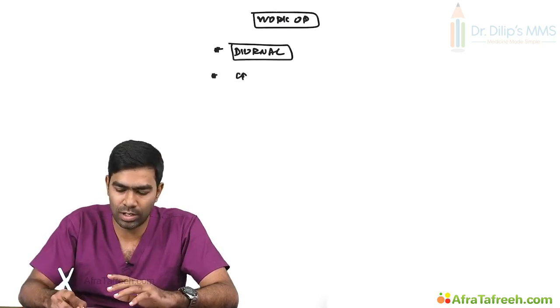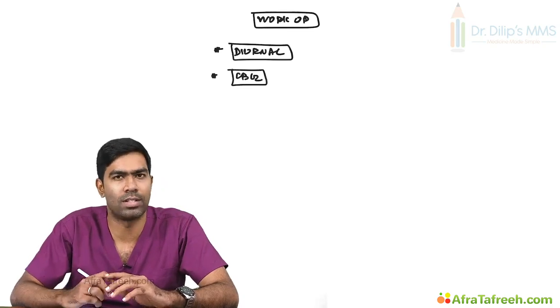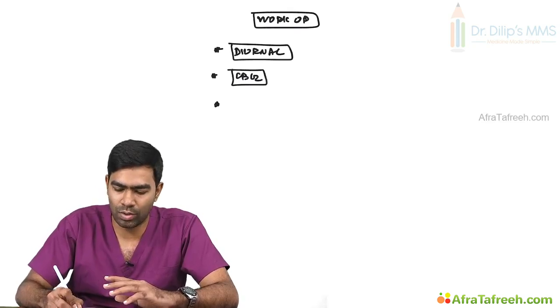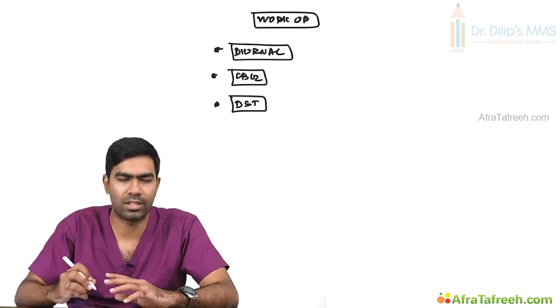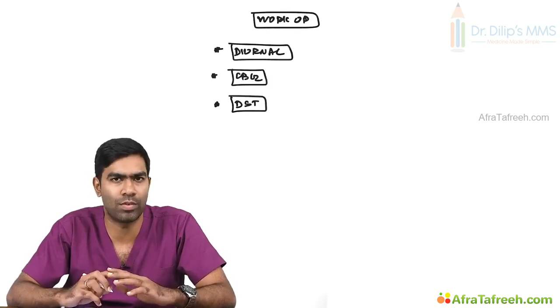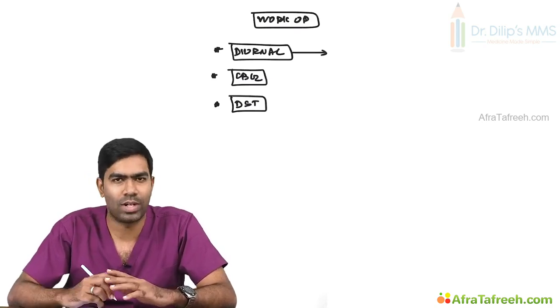And we need to know about the influence of the cortisol binding globulin, CBG, on the total serum cortisol. And we also have to know about the dexamethasone suppression test. These are 3 things that we commonly use for diagnosing Cushing syndrome. So these 3 things have to be at your fingertips. So what is the diurnal variation?